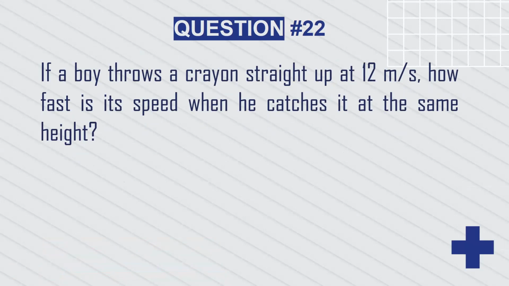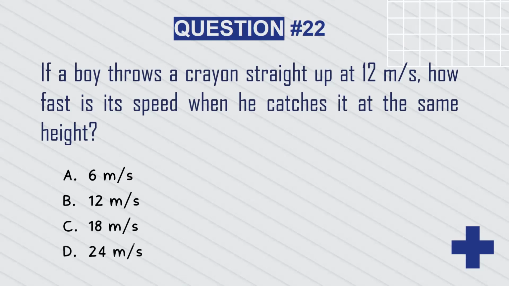If a boy throws a crayon straight up at 12 meters per second, how fast is its speed when he catches it at the same height? Is it A, 6 meters per second, B, 12 meters per second, C, 18 meters per second, or D, 24 meters per second? The correct answer is 12 meters per second.